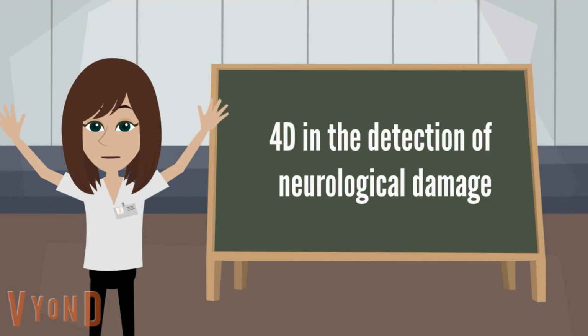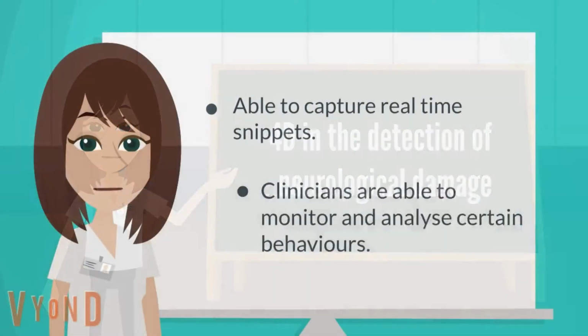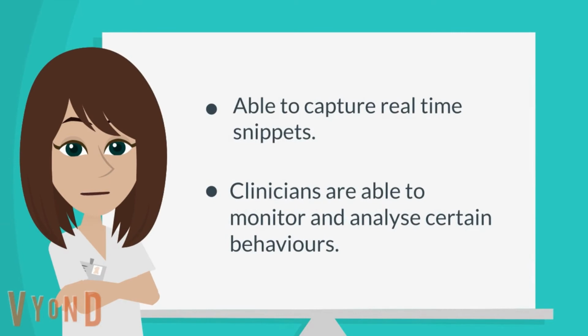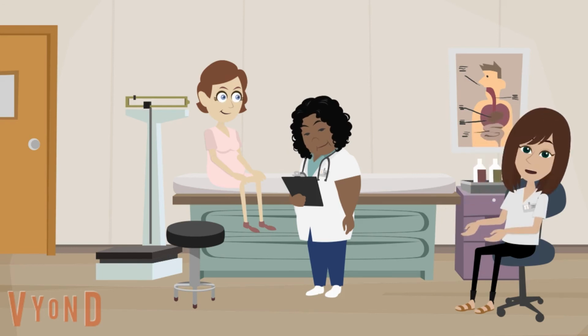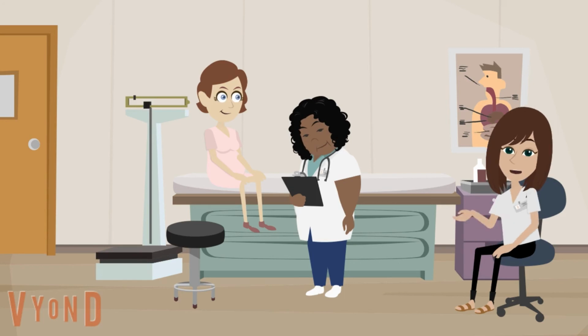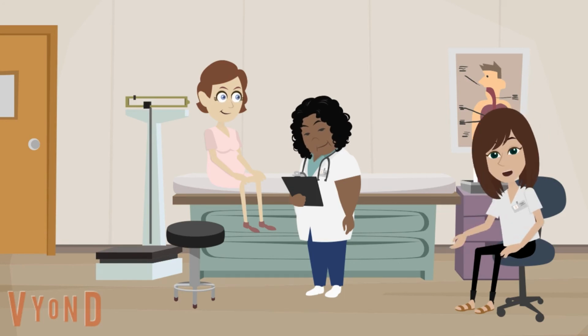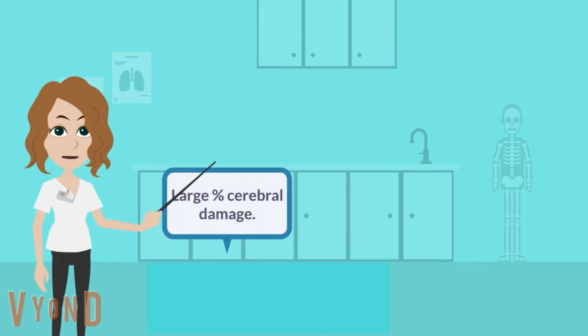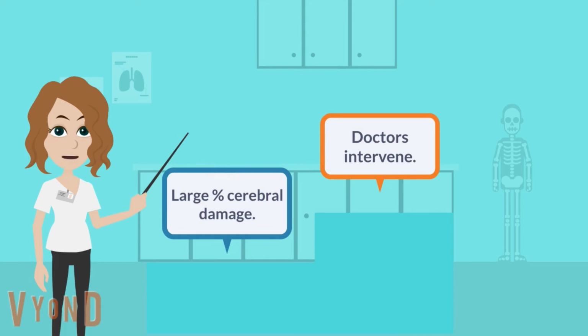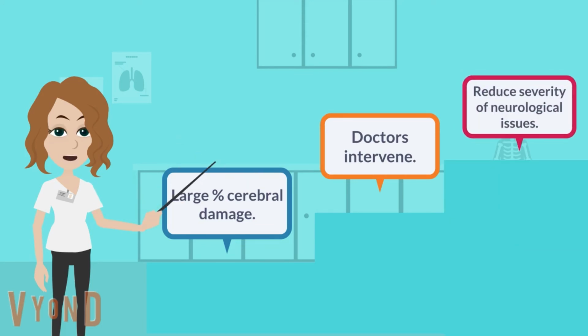Regarding 4D and the detection of neurological damage. Since 4D ultrasounds are able to capture real-time snippets of the baby moving inside the uterus, clinicians are able to monitor and analyze certain fetal behaviors. There have been studies that suggest that the clinical application of 4D ultrasounds during pregnancy can be utilized for the early detection of neurological damage, for example children's cerebral palsy. A large percentage of the cerebral damage that causes cerebral palsy occurs prenatally, therefore allowing doctors to intervene to reduce the severity of possible diagnosed cerebral palsy or other neurological issue.